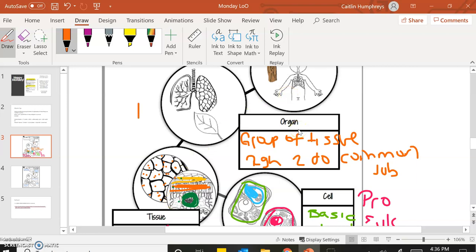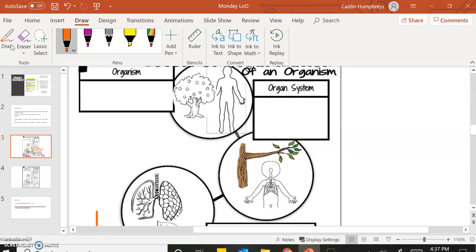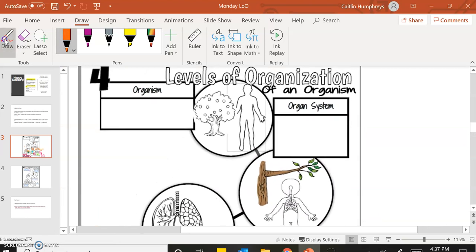Now, organs make up organ systems. So an organ system is a group of organs. An example of an organ system would be your digestive system because it holds your pancreas, your stomach, your small intestine, your large intestine. An organ system, that says organs. Oh my goodness, y'all, that looks really bad. Let's try that again. O-R-G-A-N-S, a group of organs.